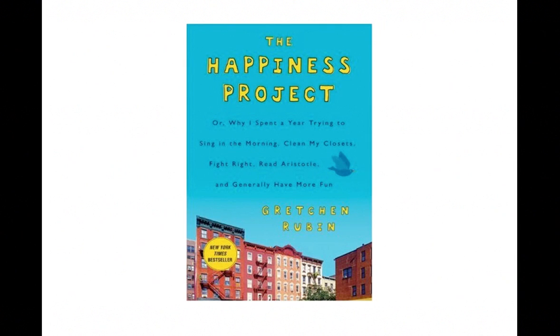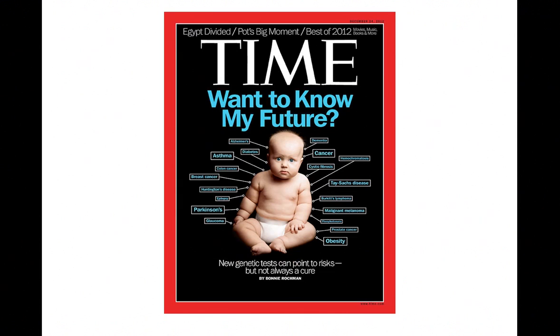This is similar to a book that we have in the library called The Happiness Project, in which author Gretchen Rubin tries a different sort of technique to be happier each month and has mixed results with different things.